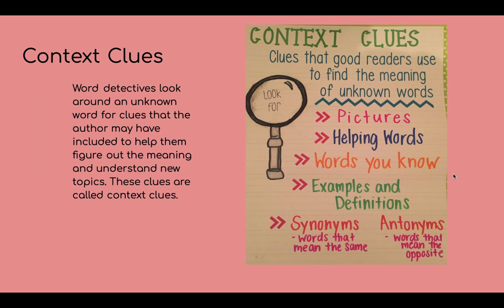Context clues. Word detectives look around an unknown word for clues that the author may have included to help them figure out the meaning and understand new topics. These clues are called context clues, and we have our handy dandy anchor chart on this page that you can always pause the video to look at. Clues that good readers use to find the meaning of unknown words.